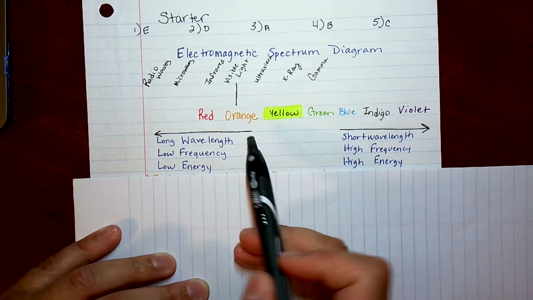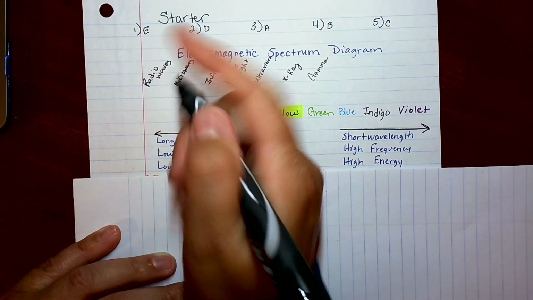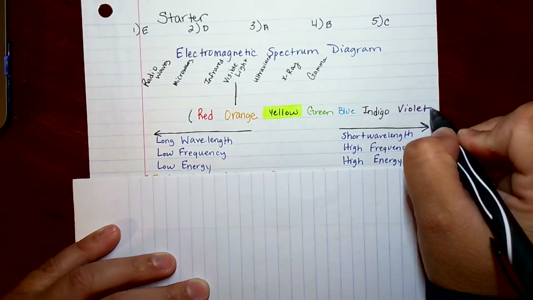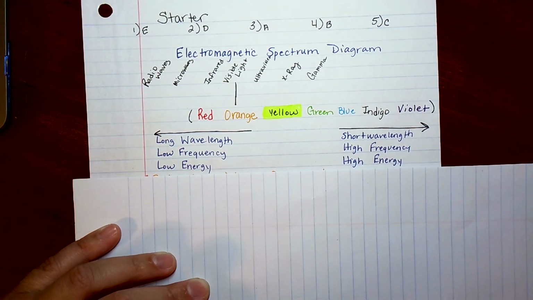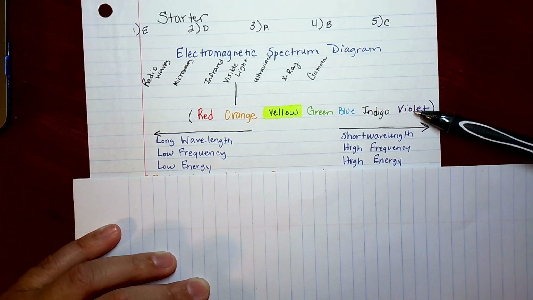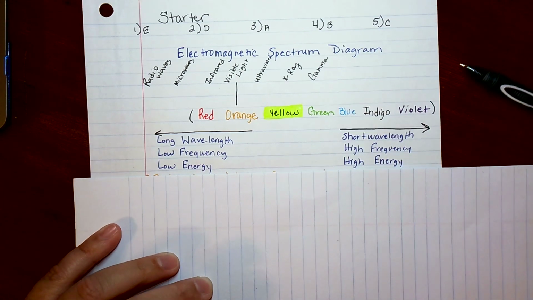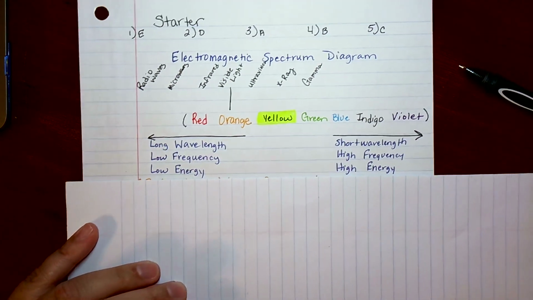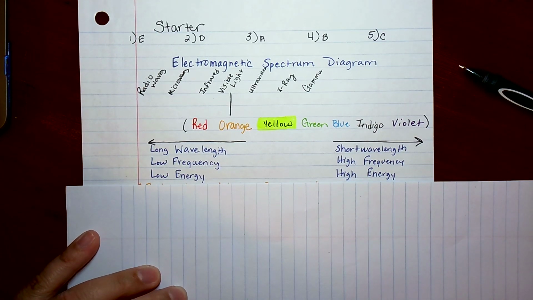Okay? And down here is your visible light spectrum. So this down here is your visible light. So go ahead and write that down. Now we'll zoom in some more for you.